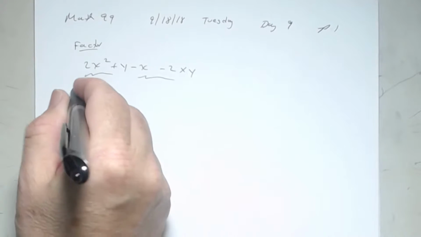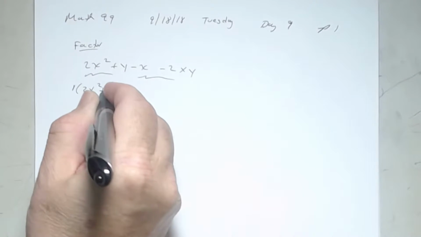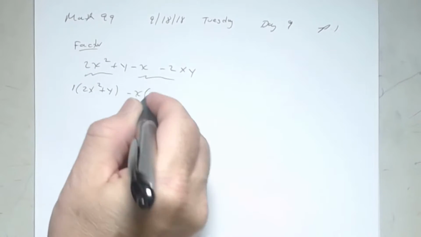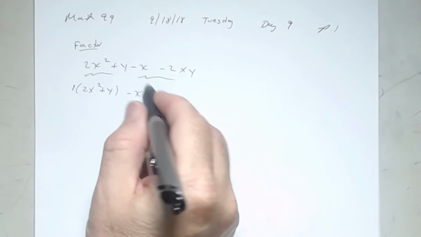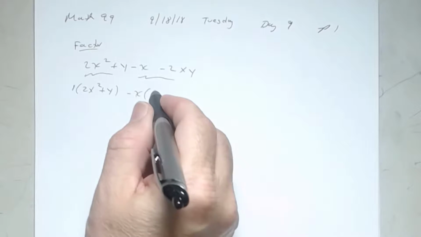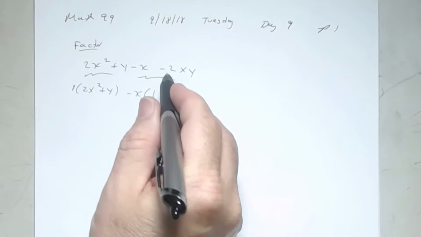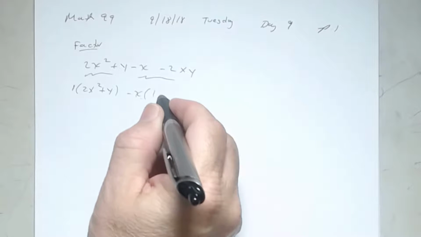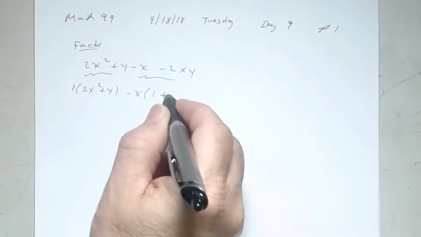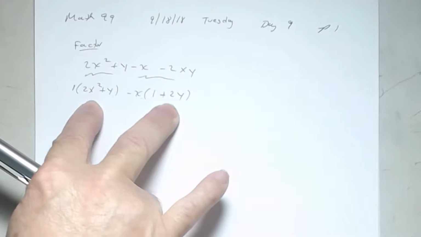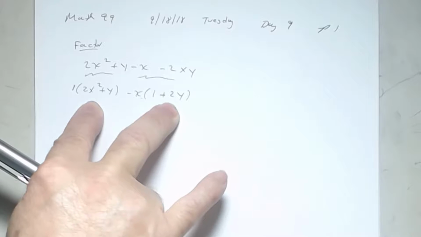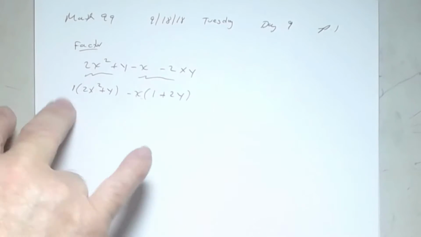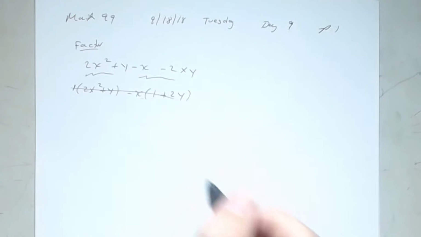So here that's a 1, correct? And here that's a negative x. So negative x times what is negative 2xy? Positive 2y. Now, are these the same? No. Remember, the idea was to get those to be the same, correct? So you could pull that out. So grouping the first two and the last two did not work.